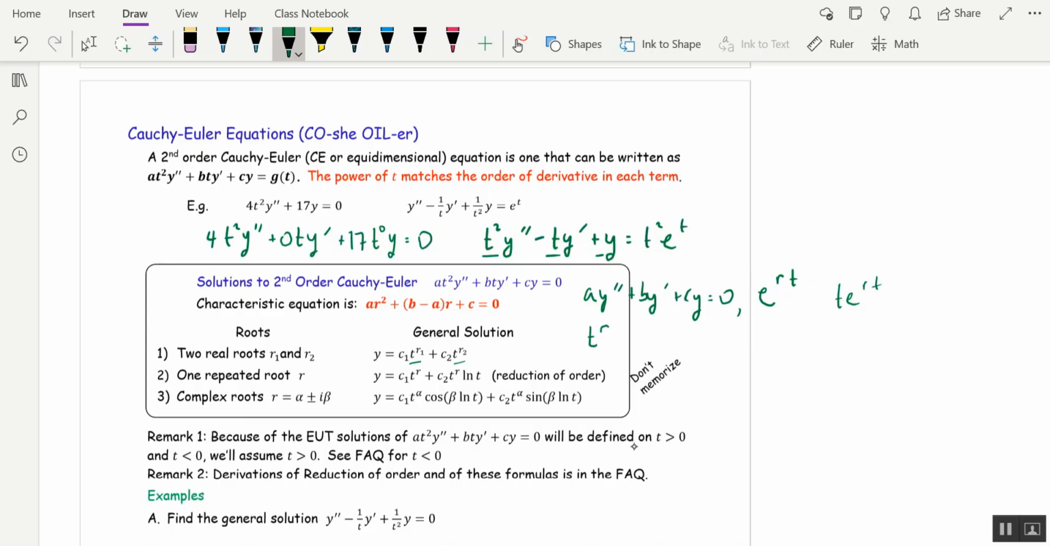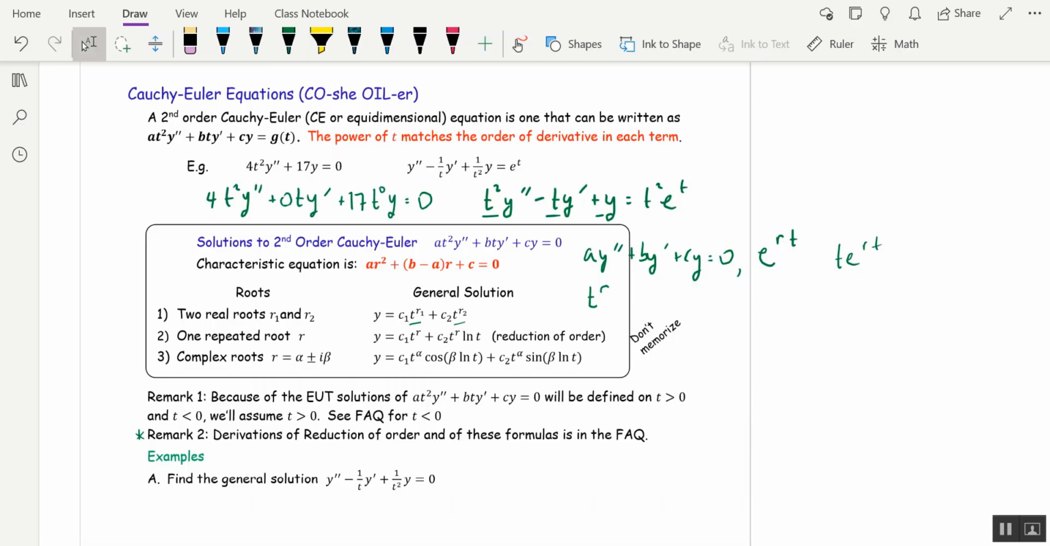Okay, a couple remarks. Well, one remark, I just mentioned that I've got the proofs of these formulas at the end, and the other remark is using the EUT from section 4.2, part 1, solutions of Cauchy-Euler equations are only going to be valid on t positive or t negative, not at t equals 0, because you have to divide through by t squared. So we're going to assume in this section that t is positive.